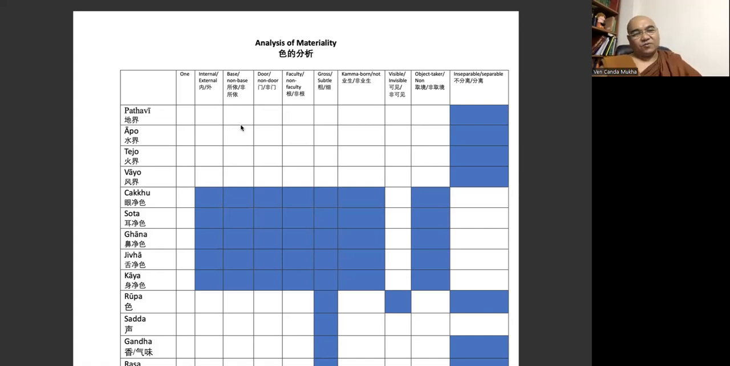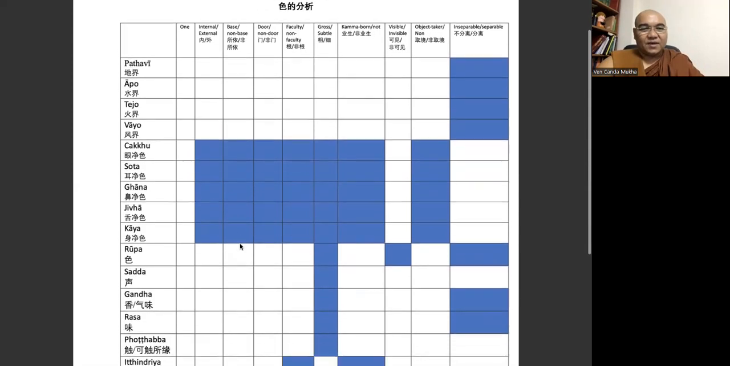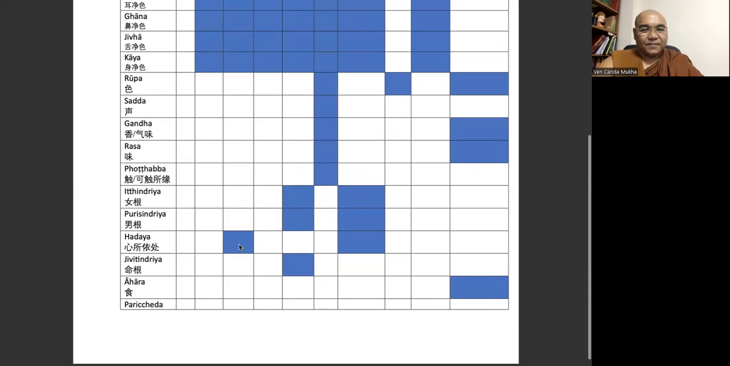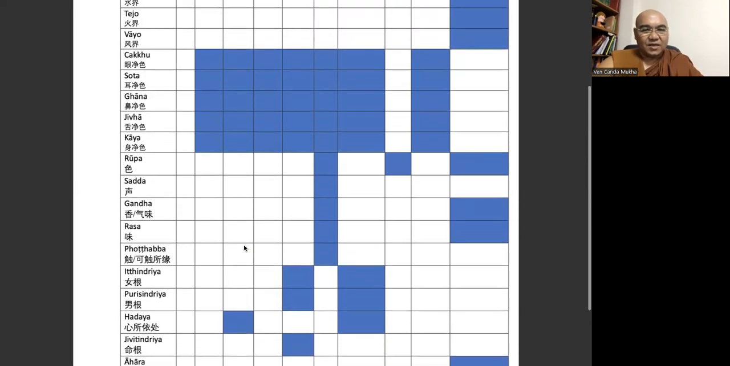Okay. So some of the materiality serve as the base, but the others cannot serve as the base for other things to arise. So these are the Dhamma here: Cheku, Sota, Gana, Jivha, Kaya. These 5 can serve as a base, and also here Hadaya, the heart base. So altogether 6 root materiality can serve as the base for others to arise.